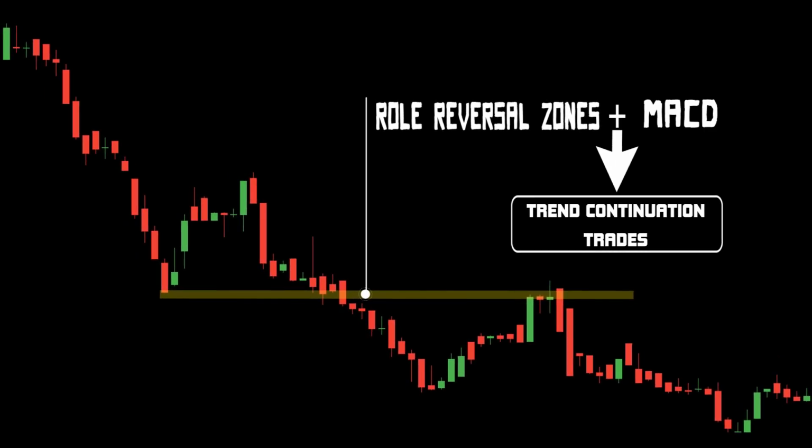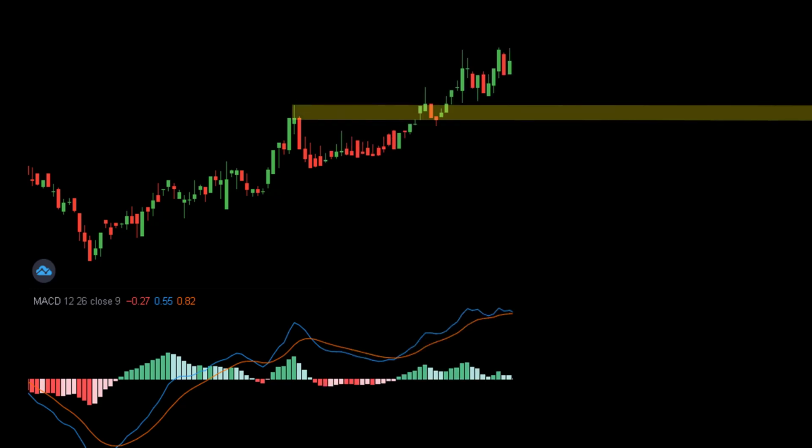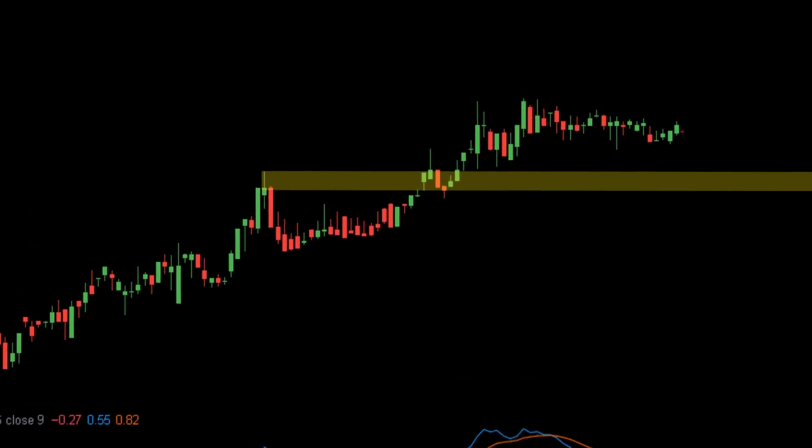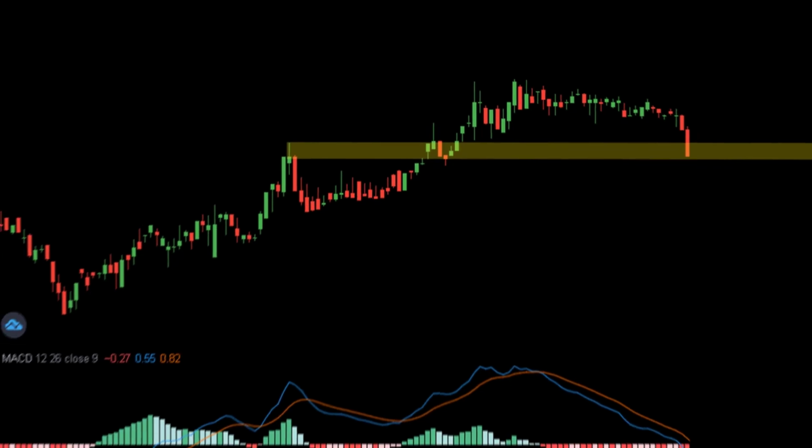Now let's bring the MACD indicator into the mix. In this example, price is in a strong uptrend. We identify a resistance level here where price previously reversed. Eventually, price breaks above that level, turning it into a support zone. As price pulls back to retest this new support, we watch how MACD behaves.